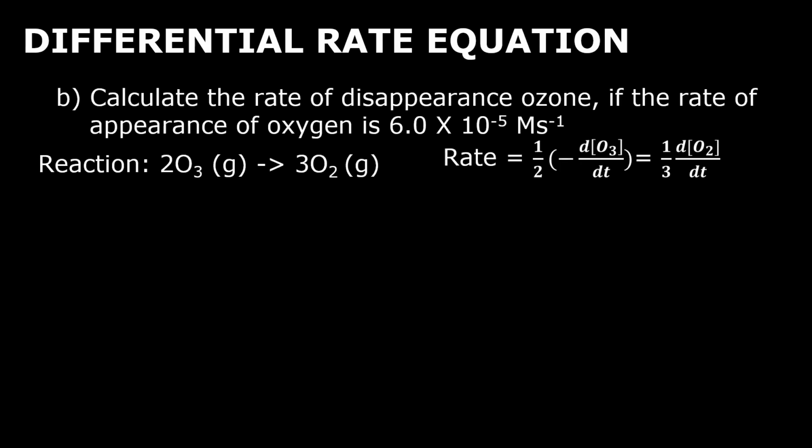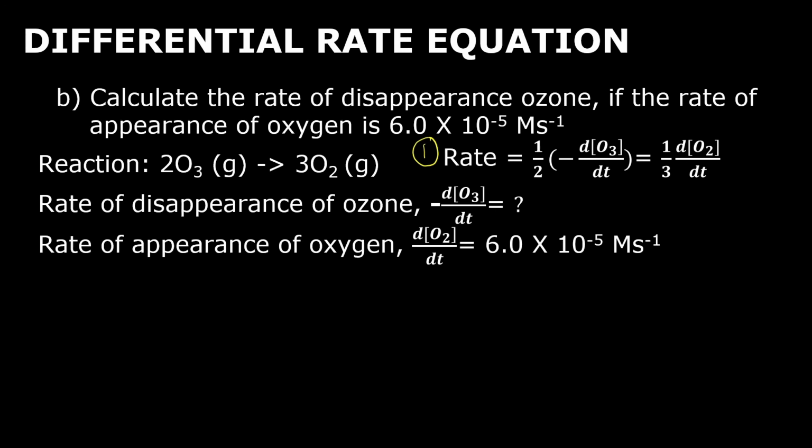B, the question asks to calculate the rate of disappearance of ozone given the rate of appearance of oxygen is 6 times 10 to the power of negative 5 molar per second. So step number 1, we write the differential rate equations first. Step number 2, we write out the information that we are looking for and also the information that is being given in the question. Then step number 3, we write the information that is being given and the information that we are looking for in terms of the relationship in the balanced chemical equation.